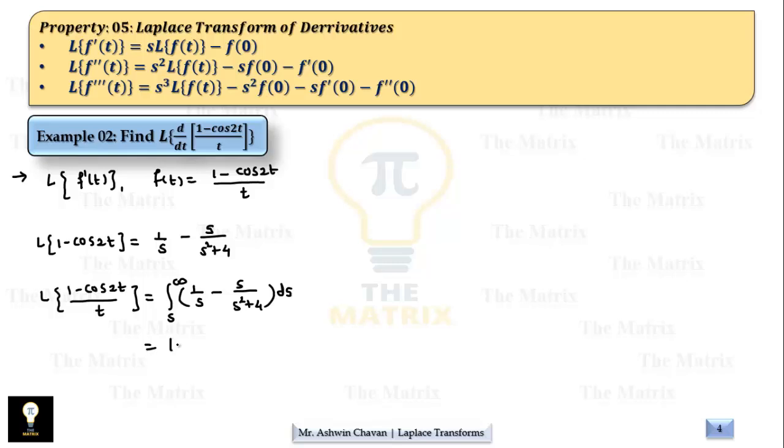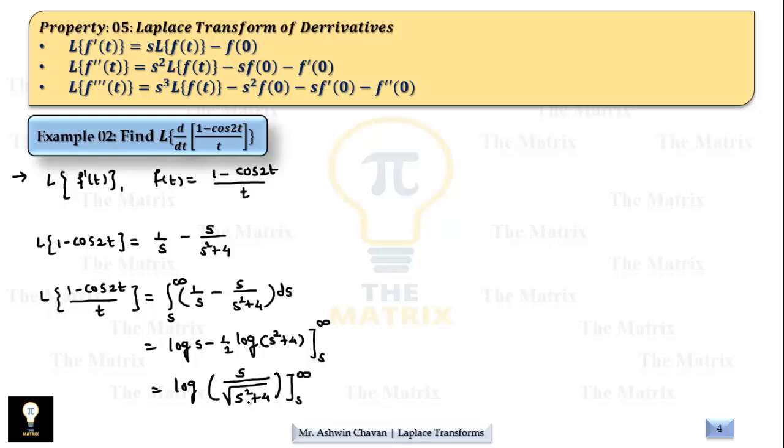We know its integral is log of s minus, here the derivative of the denominator is 2s, which is missing in the numerator, that's why we multiply and divide by 2. So it will be half of log of s square plus 4, with the limits s and infinity. We have already discussed this situation. The same thing can be written as log of s upon root of s square plus 4, since half of log becomes log of root of s square plus 4, and this is of the form log a minus log b, which gives log of a upon b. So s upon root s square plus 4, and we have not yet applied the limits, s to infinity.